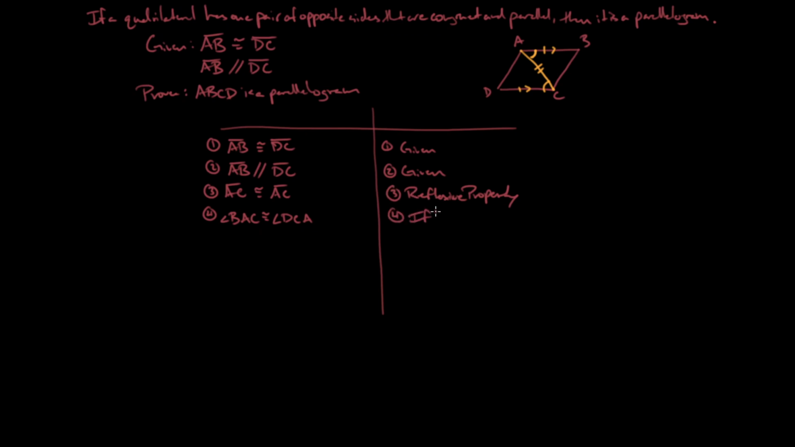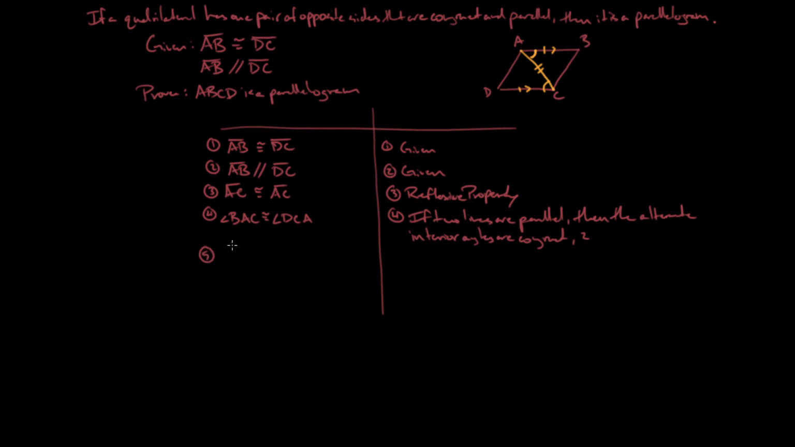So if two lines are parallel, then the alternate interior angles are congruent. And that comes from up here in 2. And so now I've got enough to prove these triangles congruent. I have side, angle, side.